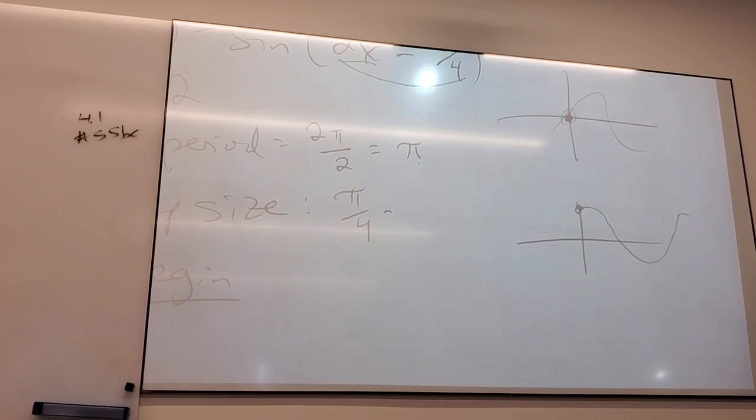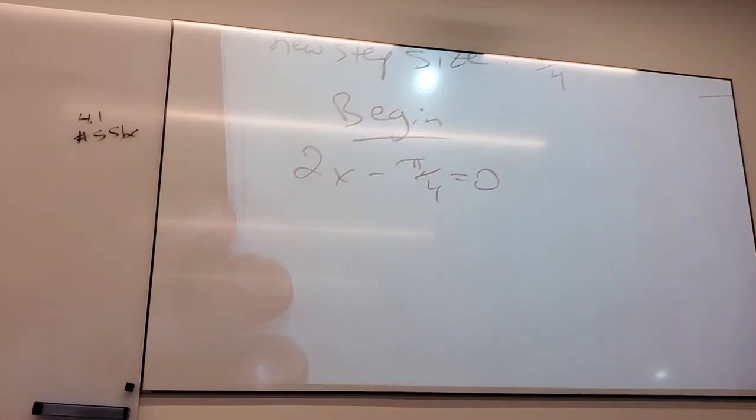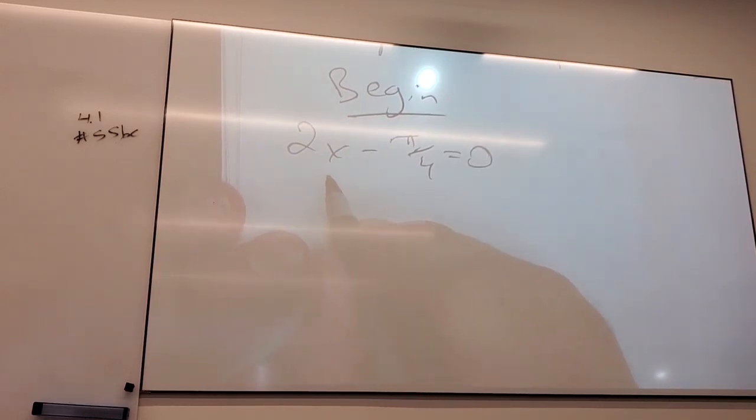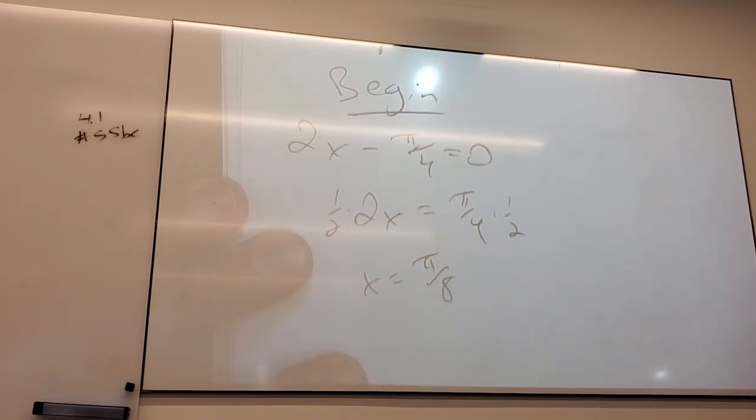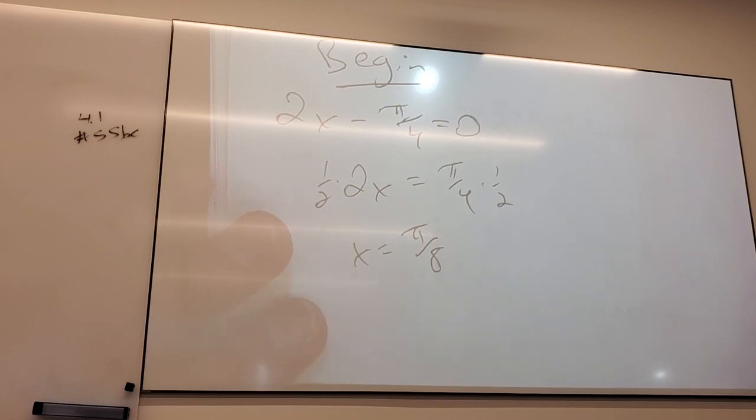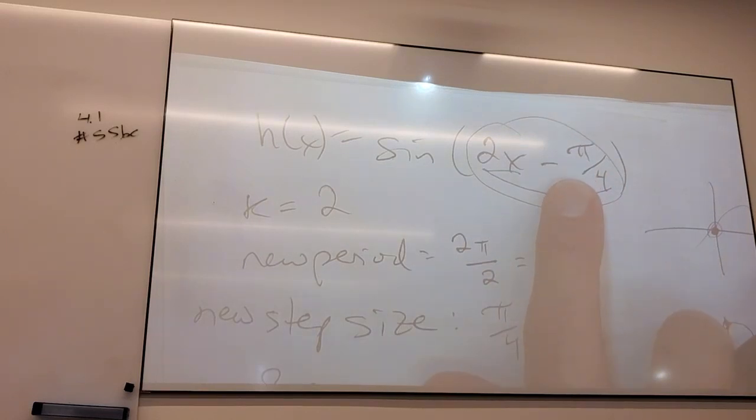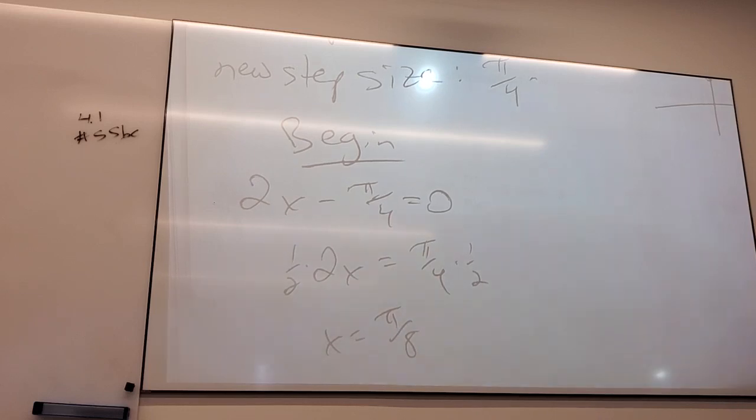So everybody with me? So when is the inside equal to 0? Solve for x, right? When is the inside equal to 0? Pi over 8. Yeah, so if I do 2x, I add pi over 4, and then I take 1/2 of both sides, pi over 8. Is that cool? I could always do that. Whatever all this is, I could just take it, set it equal to 0 to see where I start.